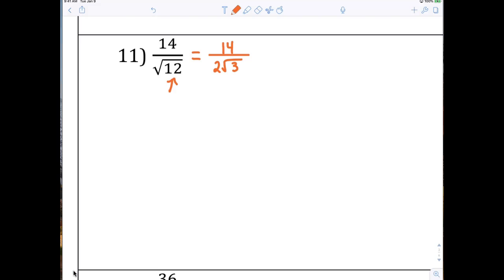And then? No, not 6 and 2. Square root of 12 is the same as 4 times 3. Right? And what's the square root of 4? That's why I got 2 radical 3. You hear me now, right? So again, anytime your radical can be broken down, you should break it down. All right? Now, we reduce the fraction. Always try to reduce the fraction. When I reduce the fraction, what do I get? 7 over radical 3. That is correct. 7 over radical 3.